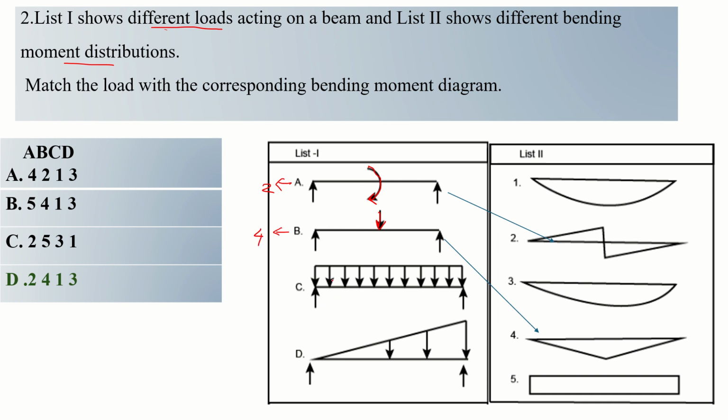And in the third beam, a uniformly distributed load is acting and its bending moment diagram is parabolic, and C matches with 1. And in the fourth beam, a uniformly varying load is acting and its bending moment diagram is 3. Okay, then our option 2, 4, 1, 3, option D is the answer.